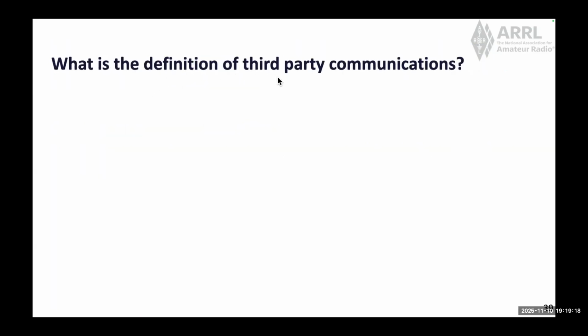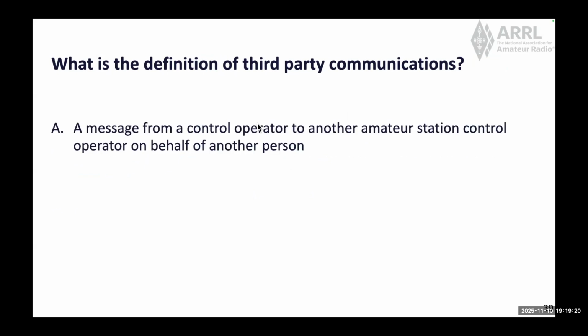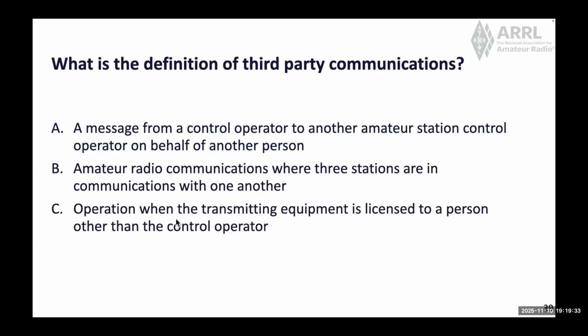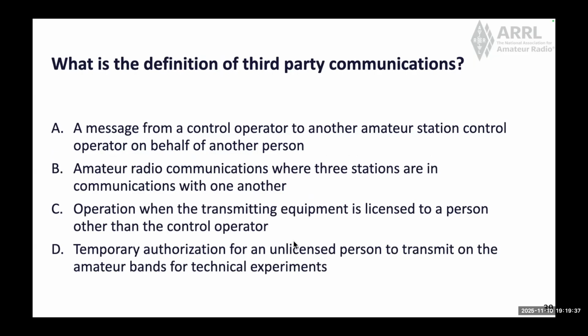What is the definition of third-party communications? A, a message from a control operator to another amateur station control operator on behalf of another person. B, an amateur radio communication where three stations are in communication with one another. C, operation when transmitting equipment is licensed to a person other than the control operator. D, temporary authorization of an unlicensed person to transmit on the amateur bands for technical experiments.